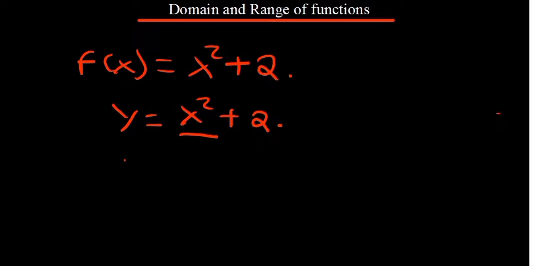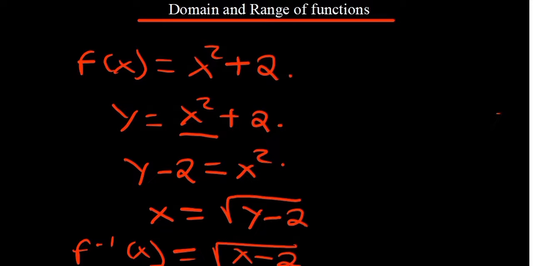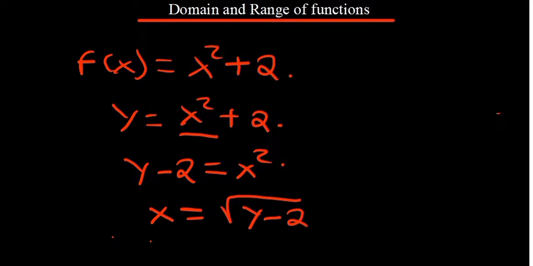So what you're going to have is y minus 2 being equivalent to x squared. If you make x the subject, it's going to be the square root of y minus 2. This is now the inverse function. In cases where they've asked you to determine the inverse function, you're supposed to present it in this form, where there is y, you put x now. But that is not our interest in this video. So let's now determine the range.